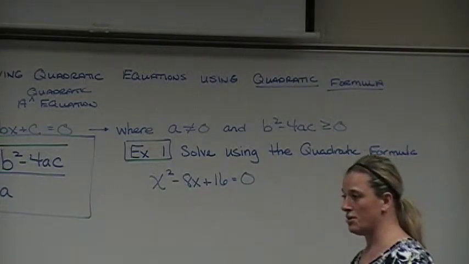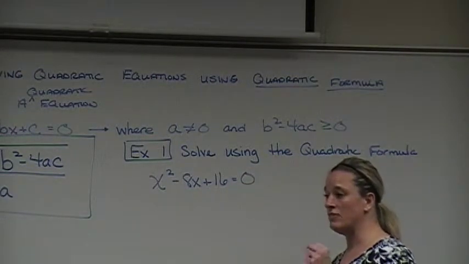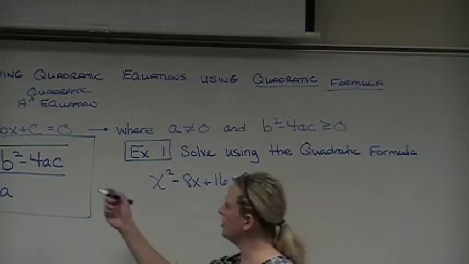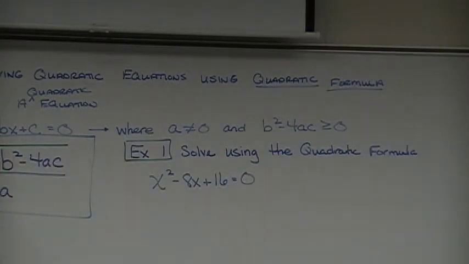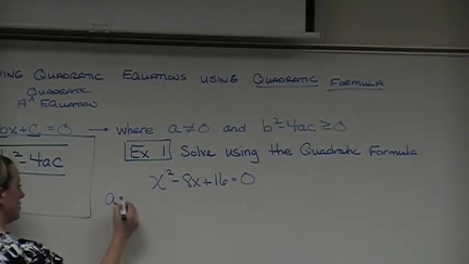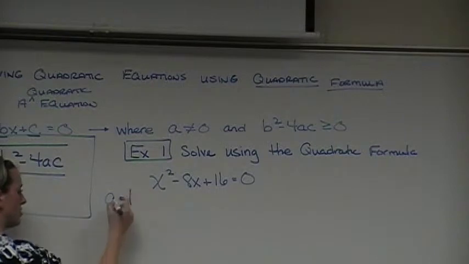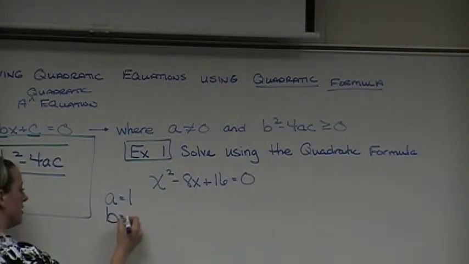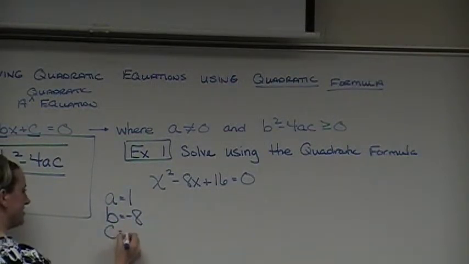The next thing I want you to do is identify the values for A, B, and C. A is what's in front of your x squared term, B is in front of my x, and C is my constant term. So what's my A up here, class? 1. Good. What's in front of my x squared is 1. What's my B? -8. And what's my C?